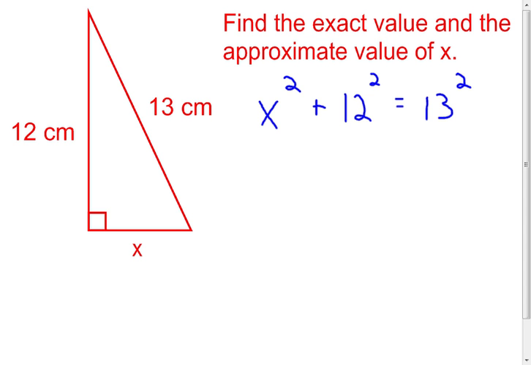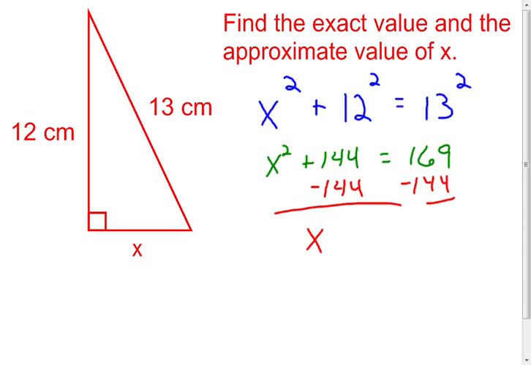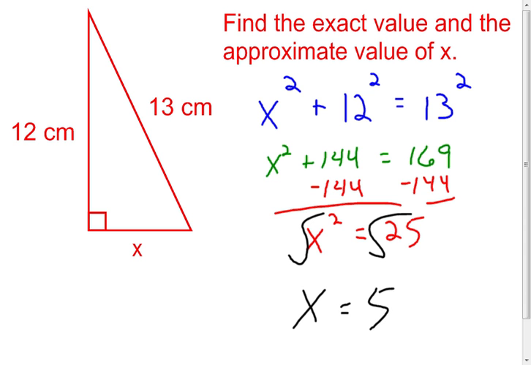Go through, solve our equation. So we have x squared plus 144 equal to 169. Get rid of the 144. We find out that x squared is equal to 25. And then we can take the square root of both sides. We're going to know that x is going to equal 5.